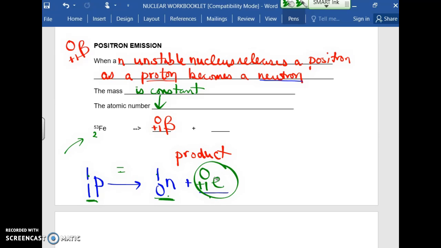Iron, we need to run over to our periodic table and see that it's 26. 53 equals 0 plus 53, again, no change in mass. 26 equals 1 plus 25. That was a decrease in the atomic number. And we go over to our periodic table, and we see that element number 25 is called manganese.